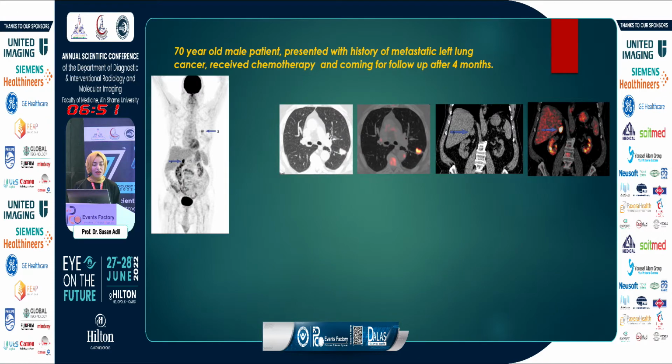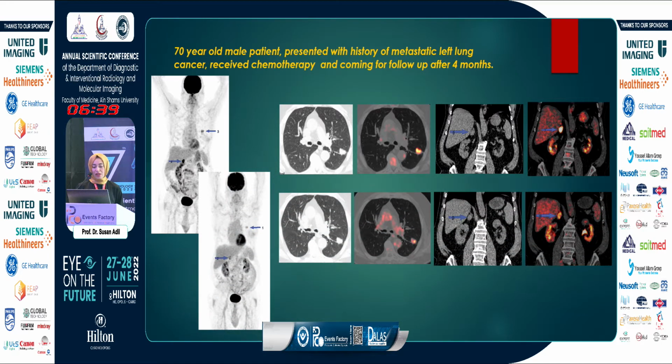This is an example of an old male presenting with metastatic left lung cancer to the right adrenal gland. After treatment, the patient came with almost stationary size of the primary neoplasia as well as its right adrenal deposit. Yet on PET images, there is significant reduction in metabolic activity in both the primary as well as the metastatic deposit. So this is considered a partial metabolic response, not stationary disease.